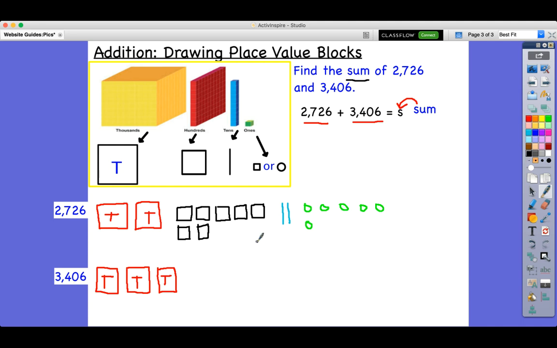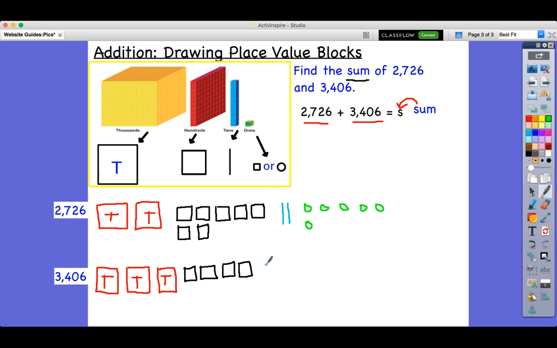So I'm going to go and draw 400 blocks. 1, 2, 3, 400s. Now I have a 0 in the tens place in this number, so I'm just going to leave it blank. I'm not going to draw any tens for this number, and I'm going to go to the ones place. In the ones place we have a 6, so I'm going to draw 6 ones.